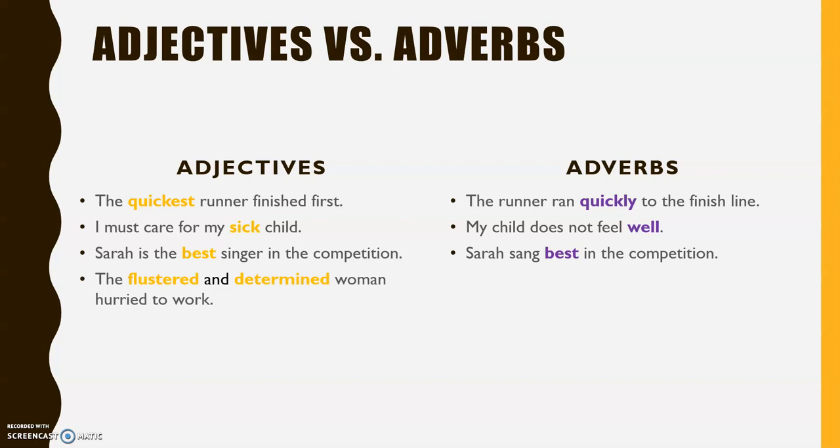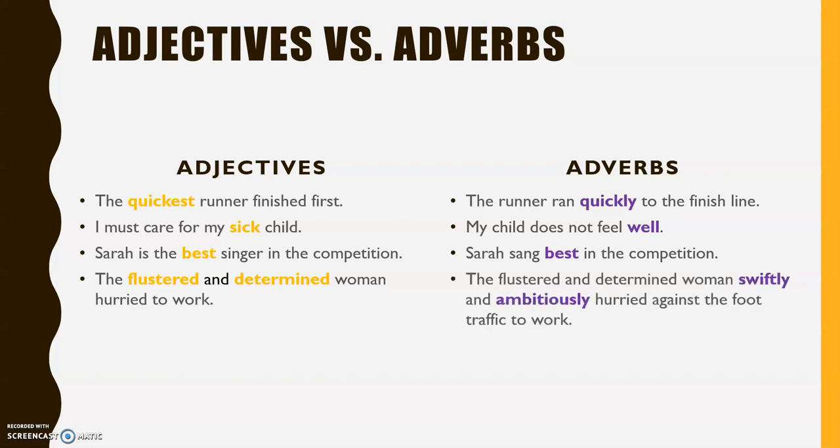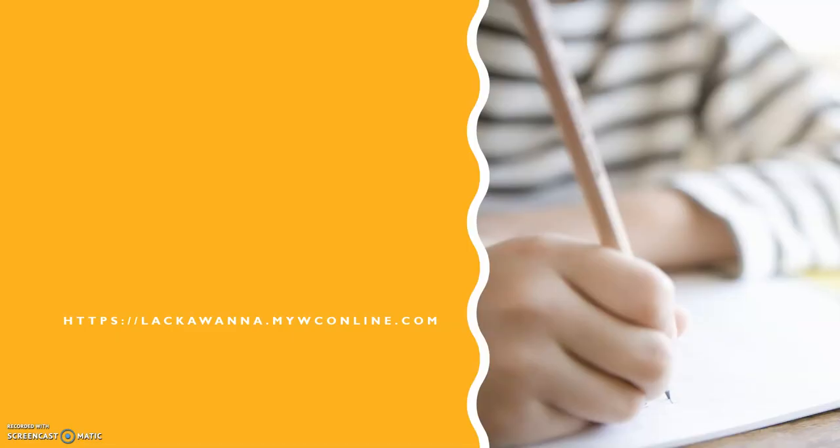The flustered and determined woman hurried to work. What's the woman like? She is flustered and determined. And here we have adverbs added to that sentence. The flustered and determined woman swiftly and ambitiously hurried against the foot traffic to work. How did she hurry? Swiftly and ambitiously. Words ending in ly are typically used as adverbs.